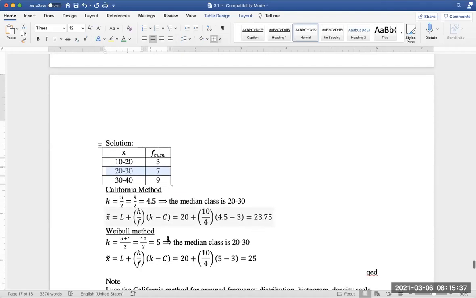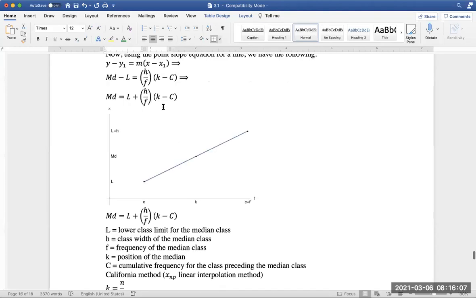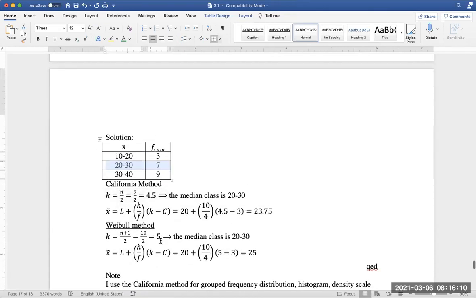Next, let's do the Weibull method. So K is equal to N plus 1 over 2. 9 plus 1, 10 divided by 2 is 5. Well, again, the first time my cumulative frequency is greater than or equal to 5 is when it's equal to 7. And so the median class is the class 20 to 30. L, 20. H, again, 10. F, again, 4. K, 5. C, 3. Therefore, we get 25. And so for the Weibull method, it's 25. California method, 23.75.